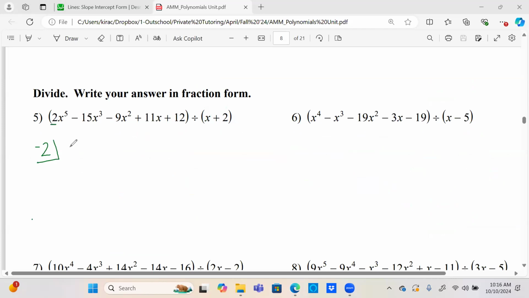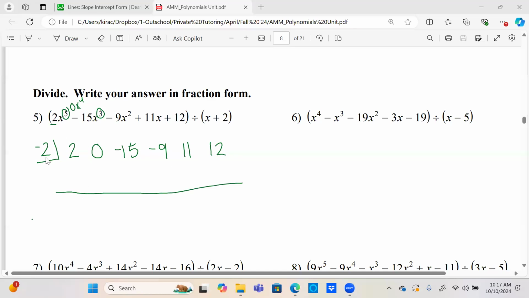So we have 2. Careful, there are 0 x to the 4ths, right? X to the 4th. We don't see that, but we do need to put that 0 in, otherwise the synthetic won't work out right. And now we're good. So just watch out for those invisible zeros. You won't always have that. Just be careful when something's missing. See how it went from 5 to 3? We need it to be like stair steps. 5, 4, 3. So that's why we put in that invisible 0.